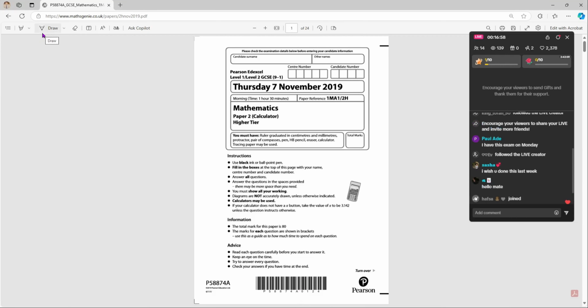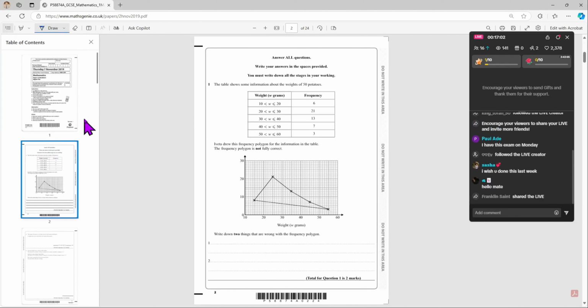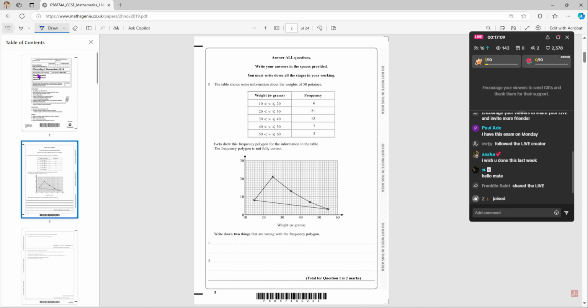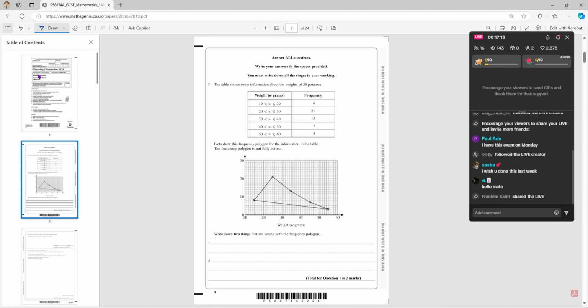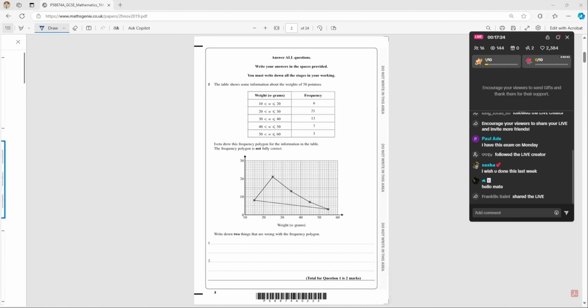Easy and then it's going to increase in difficulty. So we have our question number 1. The table shows some information about the weight of 50 potatoes. Ivita drew this frequency polygon for the information in the table. The frequency polygon is not fully correct. Write down 2 things that are wrong with the frequency polygon.